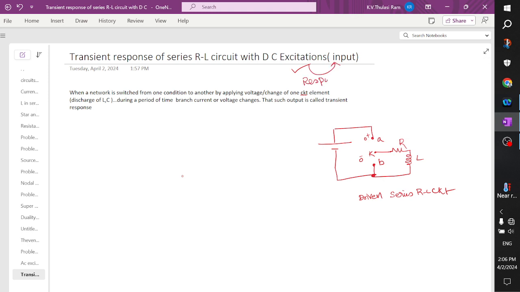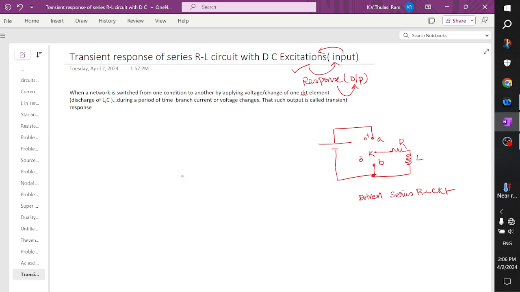These are a little bit complicated to analyze, so we convert them into a simplest form. Excitation means giving input. Response means taking the output. So these are the two technical terms. Let's try to understand what is meant by a transient.